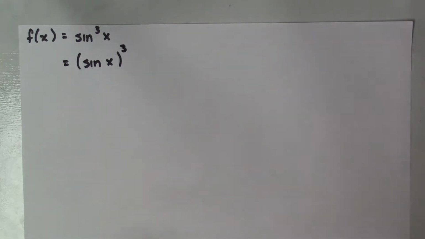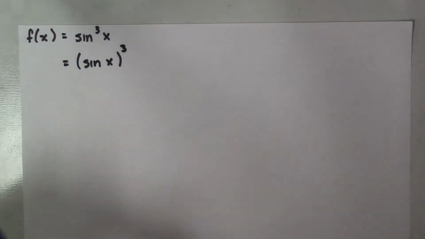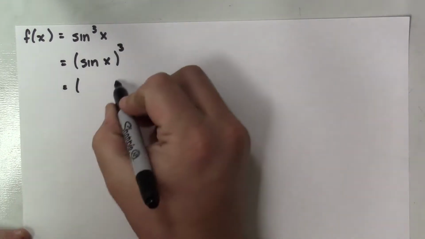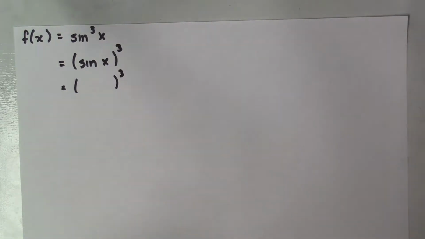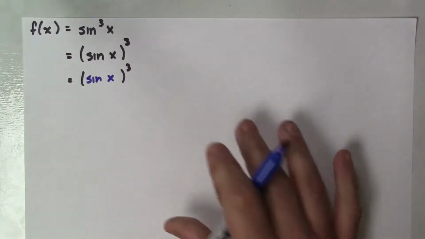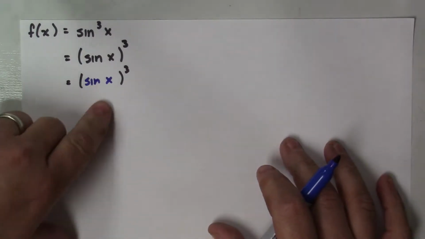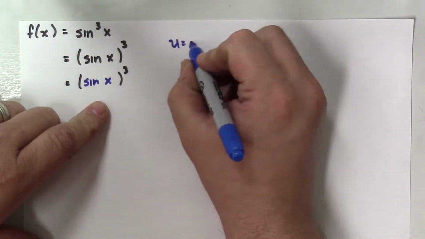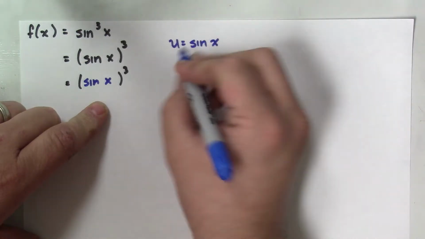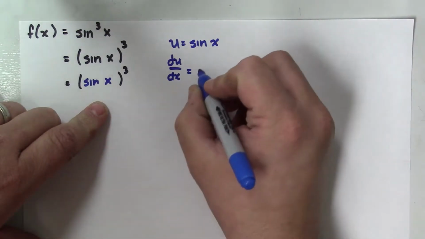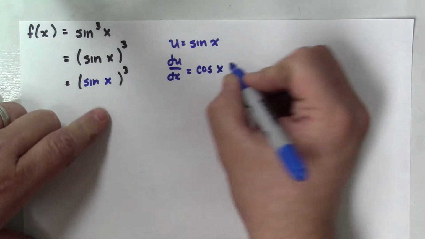So, continuing in our fine tradition, we're going to rewrite this whole thing. That means that f of x is sine of x, cubed. And I'm going to write this sine of x in blue because that's the inside function that I'm trying to find so that I can apply our chain rule. So u equals sine of x, which means that du dx is cosine of x.